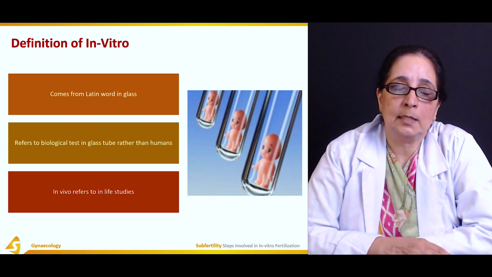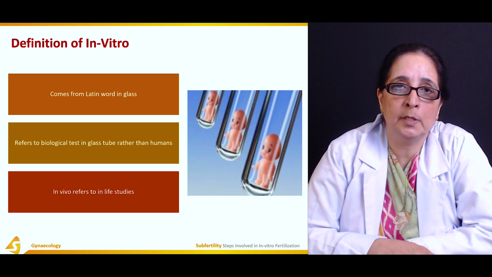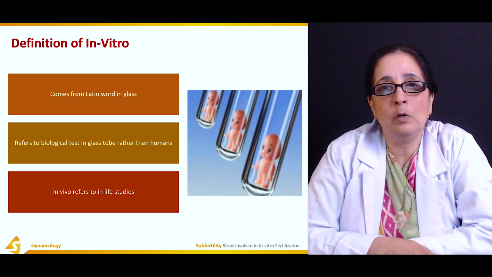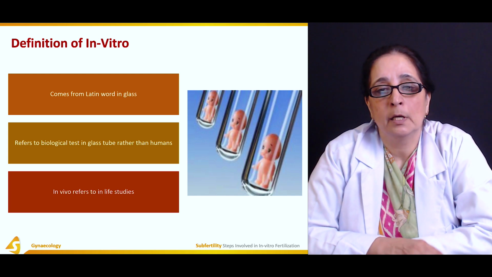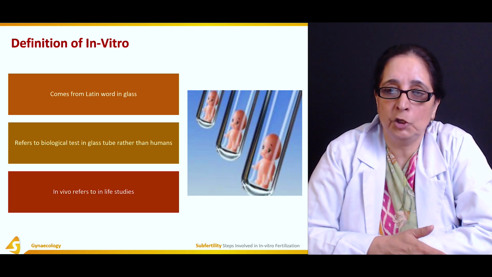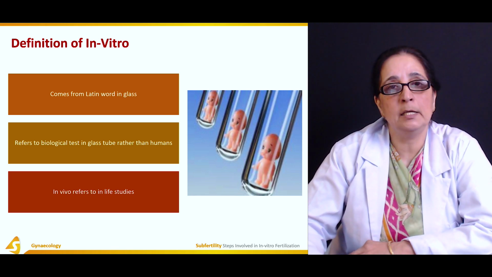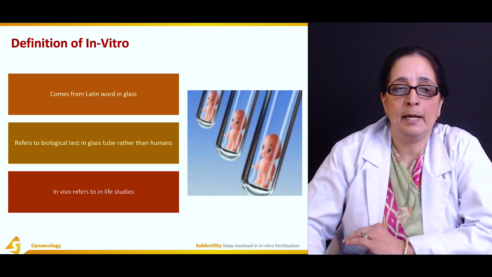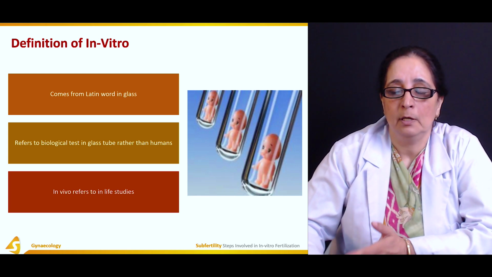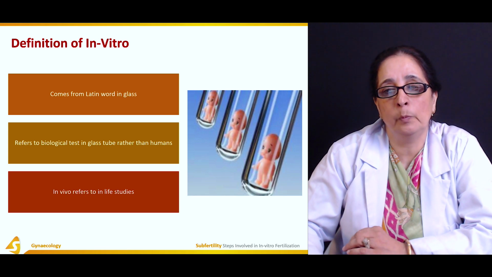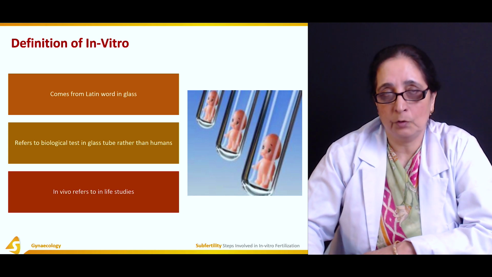And in vivo, as compared to in vitro, which is done in the tube, not in the humans, refers to live studies. So it's done in the actual humans or animals. One is in the glass or tubes, one is in the living humans. That's the main difference between in vivo and in vitro. That's why it's called in vitro fertilization. Fertilization is done in the tube, and after that the embryo grows and is implanted in the uterus of the mother.